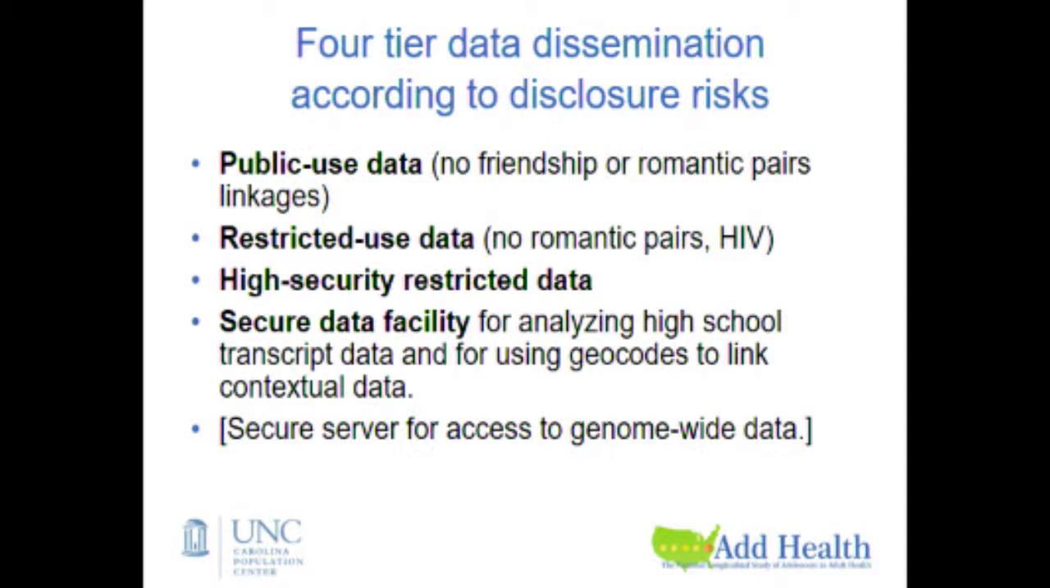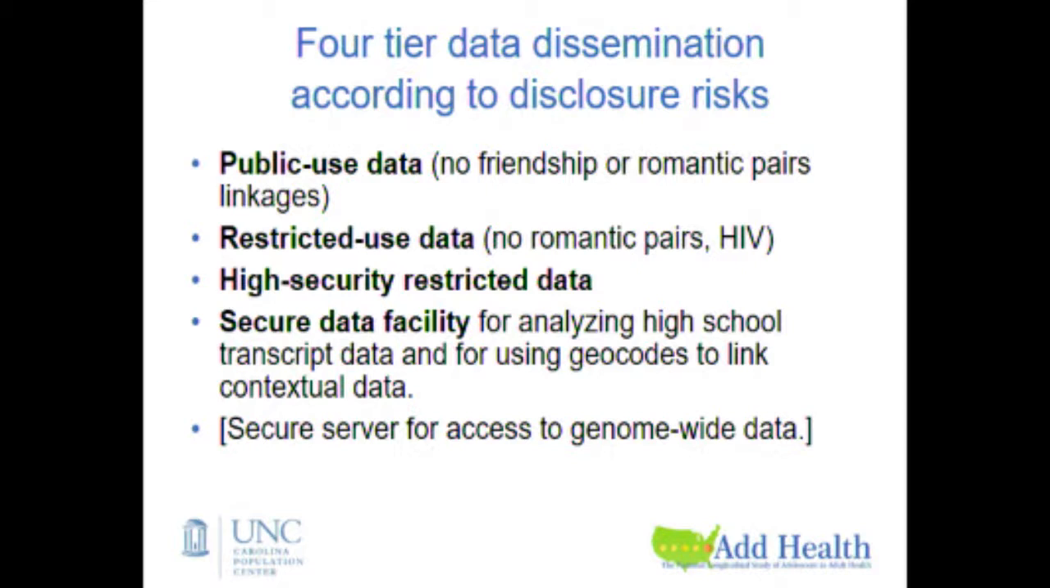Now, we don't give out all the data. We don't give out all the contextual data because that's so highly sensitive and it allows them to find people. We also don't give out the friendship or the romantic pair linkages. When you use the data in Add Health, the way that you put the friends together is we give you the linkages. We say this ID has these 4 male friends, and then we have the ID linkages, and this ID has this romantic partner with this ID. So we don't give those out in the public use data.